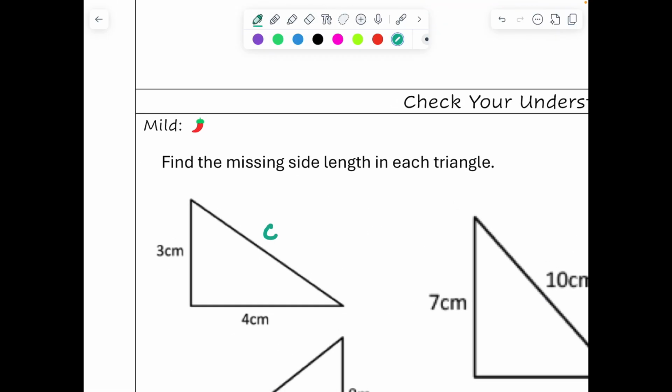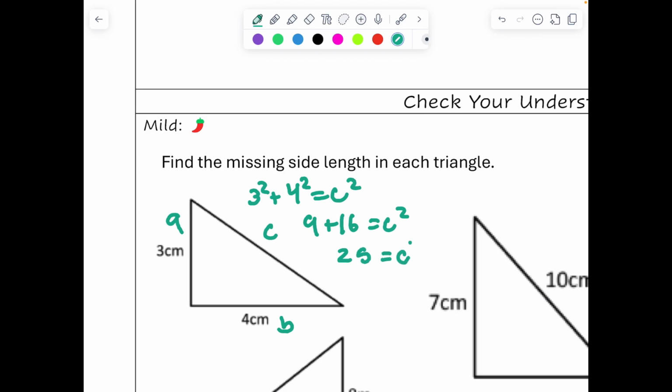Okay, here is our C, our A, and our B. So setting up an equation, 3 squared plus 4 squared equals C squared. It's going to be 9 plus 16 equals C squared. And then we can take the square root of both sides to get that C equals 5.